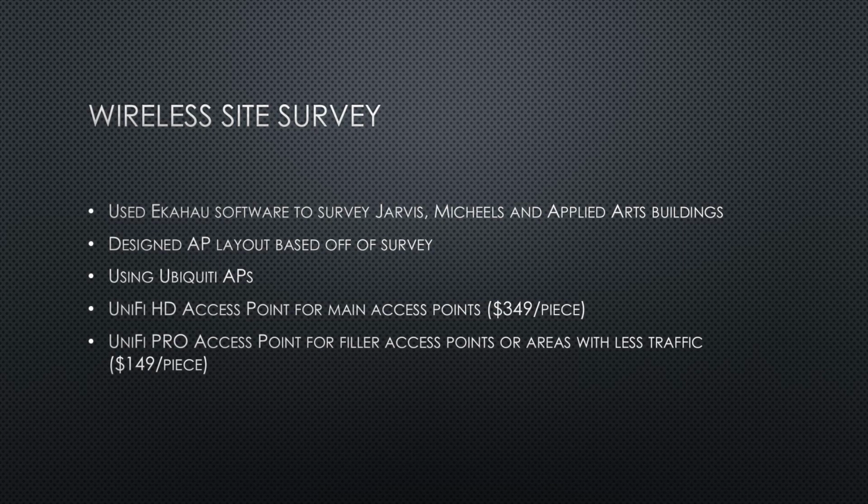So the Unify Pro APs can handle 70 clients with a maximum of 125 clients and can provide 130 megabytes per second if there are 10 clients connected. And then again, that goes up if there's less clients, and then down if there's more clients connected to it. So then for the next slide, I'm going to show you what the survey looks like.